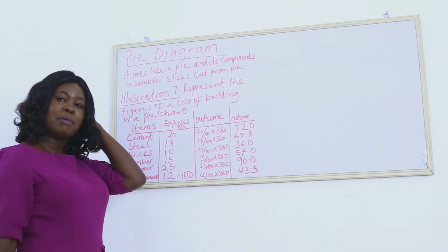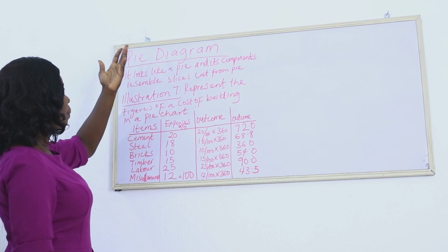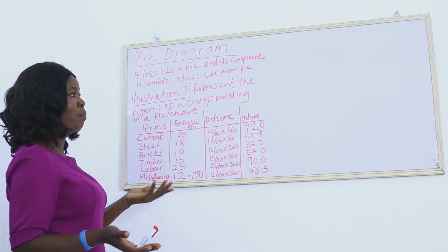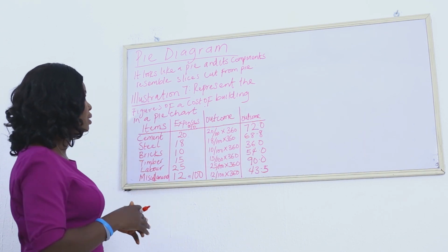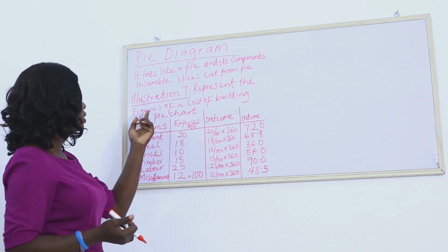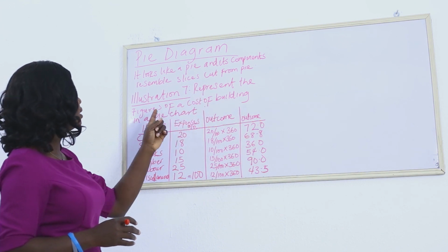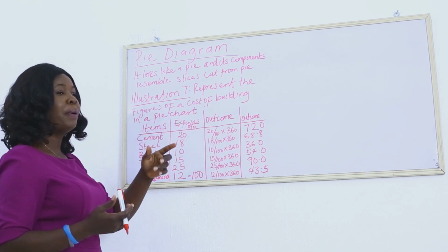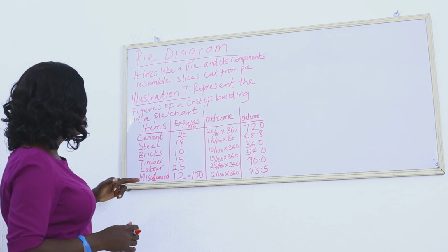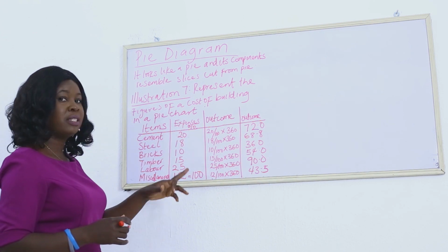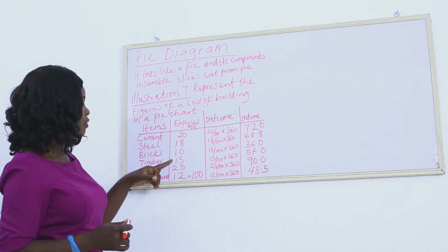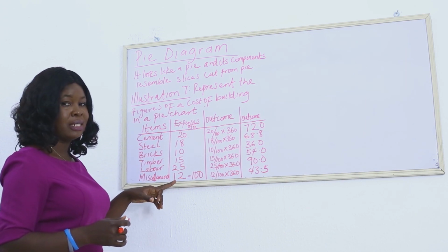Okay, so the next type of diagram we'll look at now is called the pie diagram. And why do we call it a pie diagram? Because it looks like a pie and all the components resemble slices cut from a pie. So we want to represent this information on a pie diagram. It represents the figure of the cost of building in a pie chart. And the items: cement, steel, bricks, tin, labor, and miscellaneous expenses. And these are the expenses in percentage: 20%, 18%, 10%, 15%, 25%, and 12%.